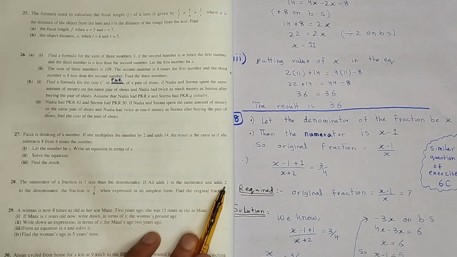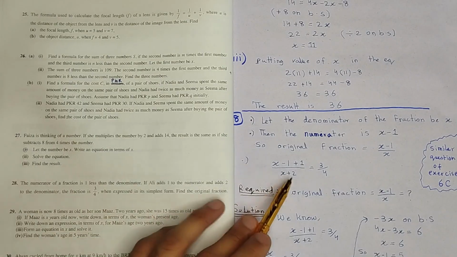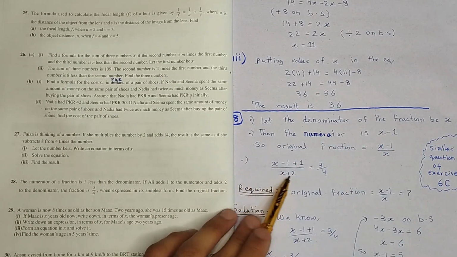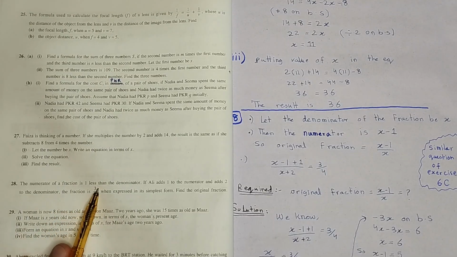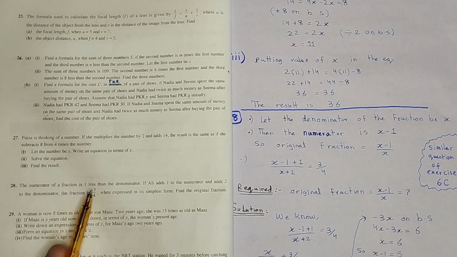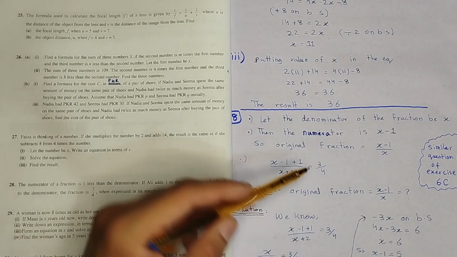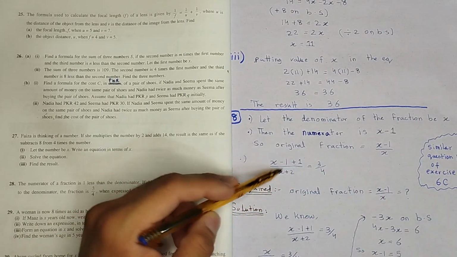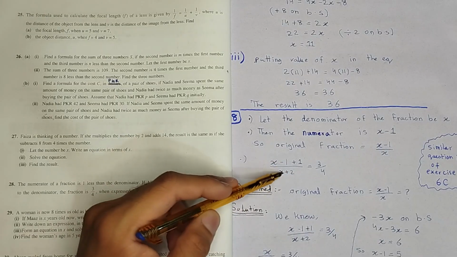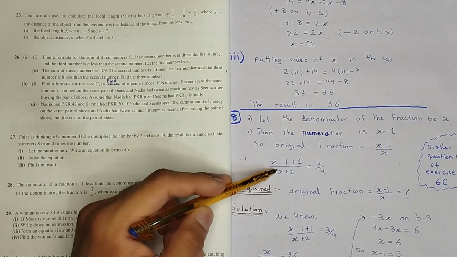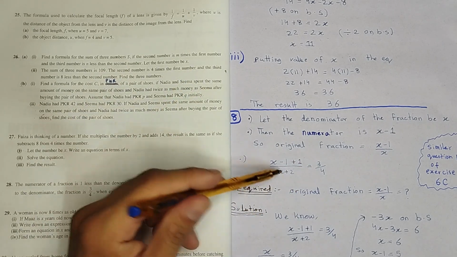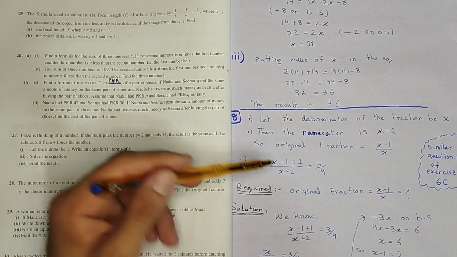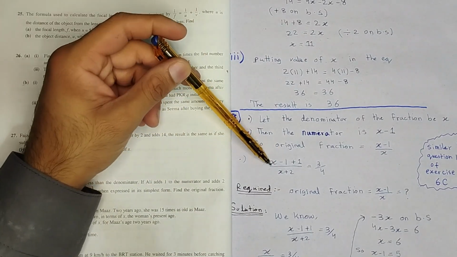And then he adds 2 to the denominator. The denominator was x and he's going to add 2 to it. And the answer that he got is 3 by 4. That fraction is 3 by 4. Which means that this addition that he did, on both the top and the bottom, is going to make the fraction 3 by 4. Okay, this is the equation given to us in the question, and you can just further proceed with it.